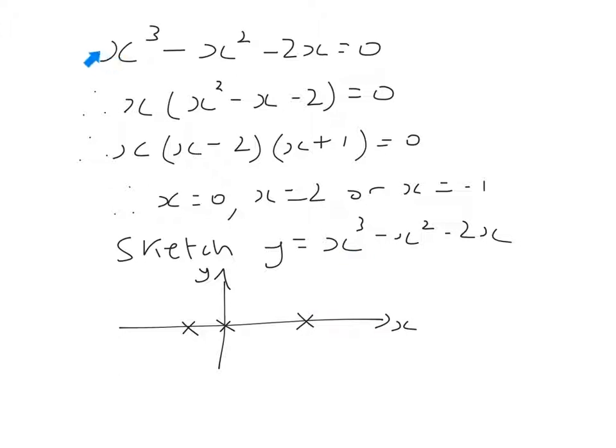If this were minus x cubed, then it would be this shape. It would be the reflection in the x-axis, but it's not. So therefore, when we ask to sketch the graph, we can say that it goes through there and like that.